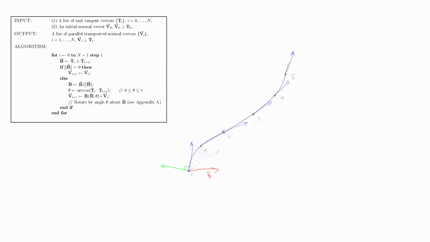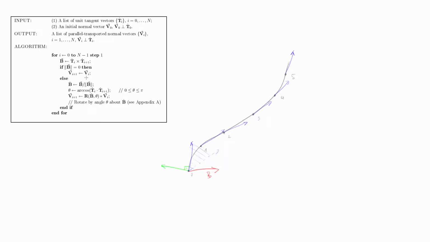Now that we have this, we can check if the length of b is 0. And when will this be the case? This is exactly then the case if these two initial vectors, so ti and ti plus 1, the tangent and the next tangent, are exactly the same vector. Then the cross product will return 0. And in this case, we just copy our current normal to the next normal. And that is valid because if the line is just straight, in which case the tangents are identical, the normal should be the same. So that is great.